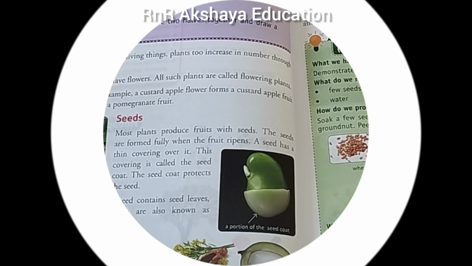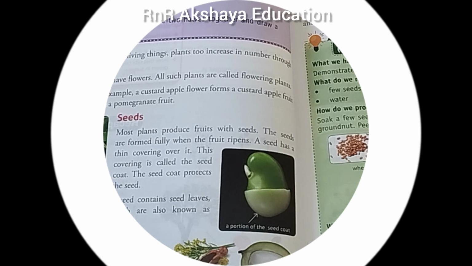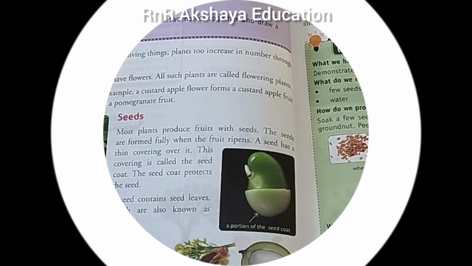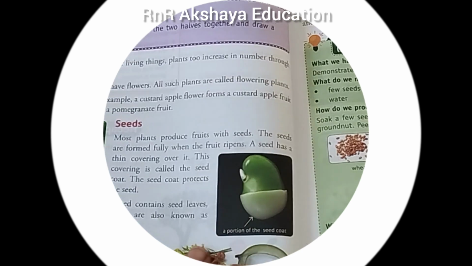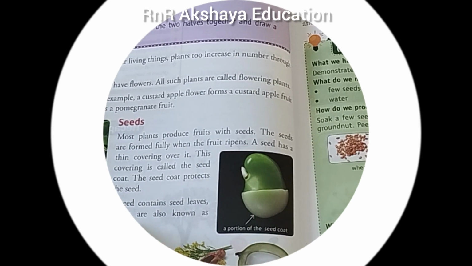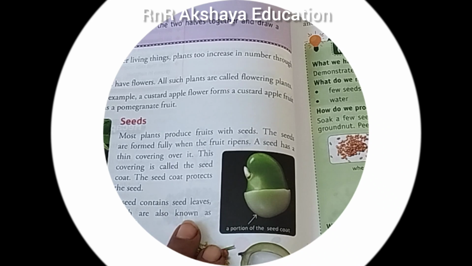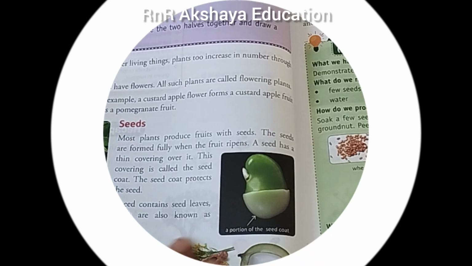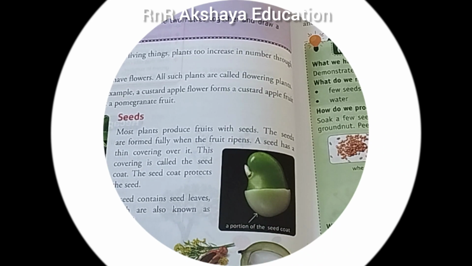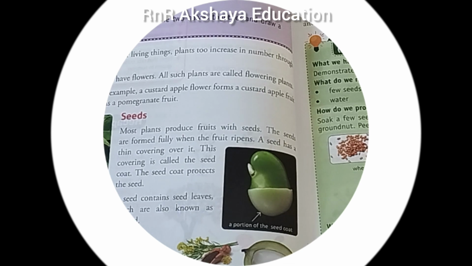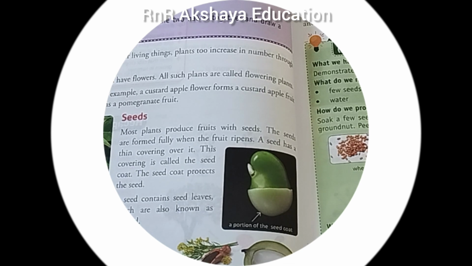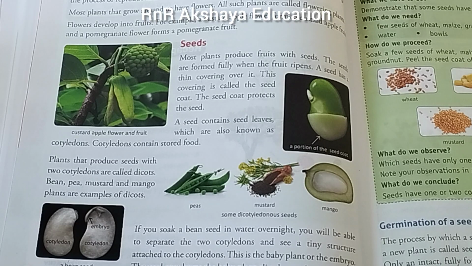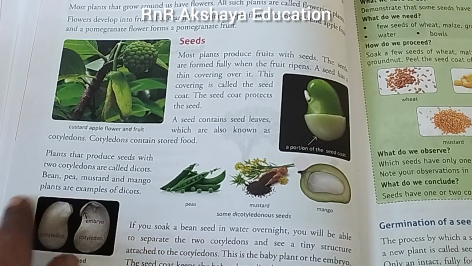A seed contains seed leaves which are also known as cotyledons. Children, as we discussed in the first part, what will we learn? Cotyledons, right? So now we came to know what a cotyledon is. A seed contains seed leaves which are known as cotyledons. What do cotyledons do? They contain stored food.